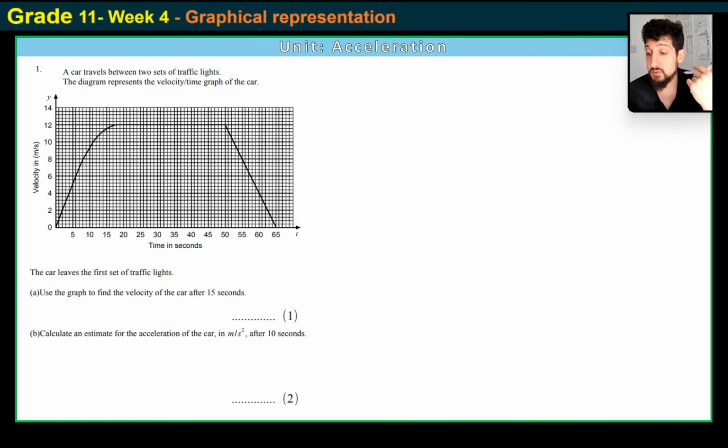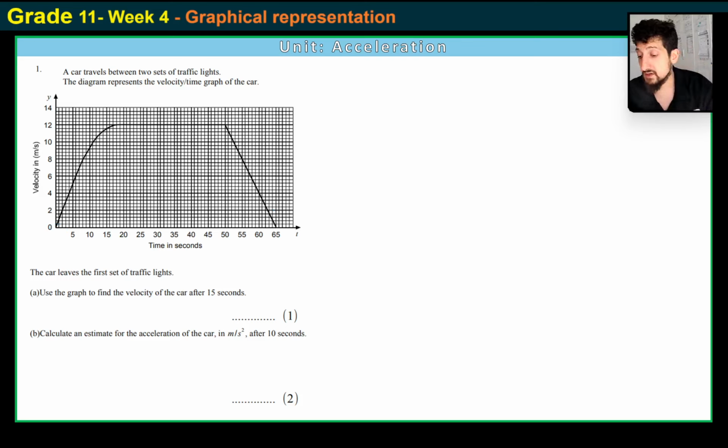A car travels between two sets of traffic lights. The diagram represents the velocity-time graph for the car. Does this make sense? Let's see. The car was speeding up, slows down, then moves at constant velocity, then slows down right to a stop when it gets to the second traffic light. Yeah, makes sense.